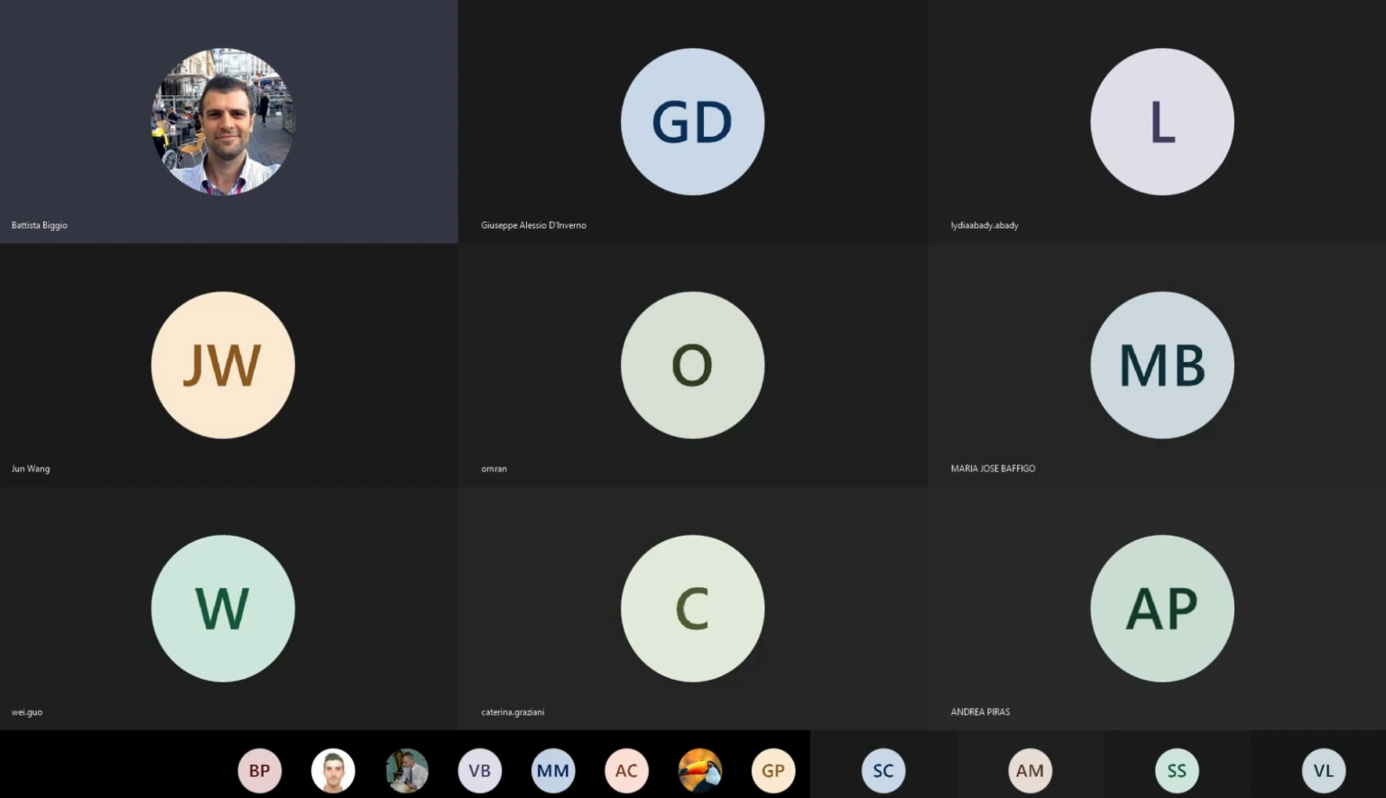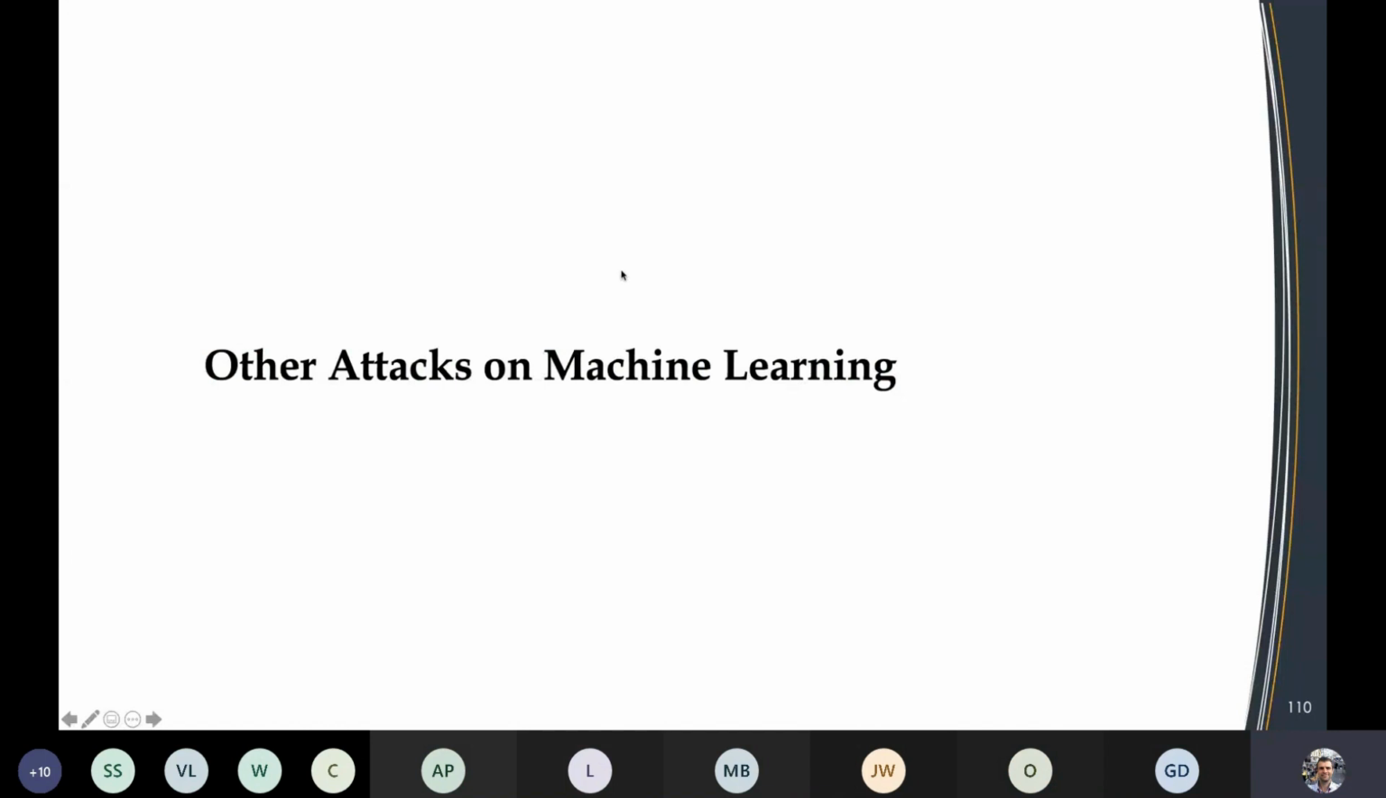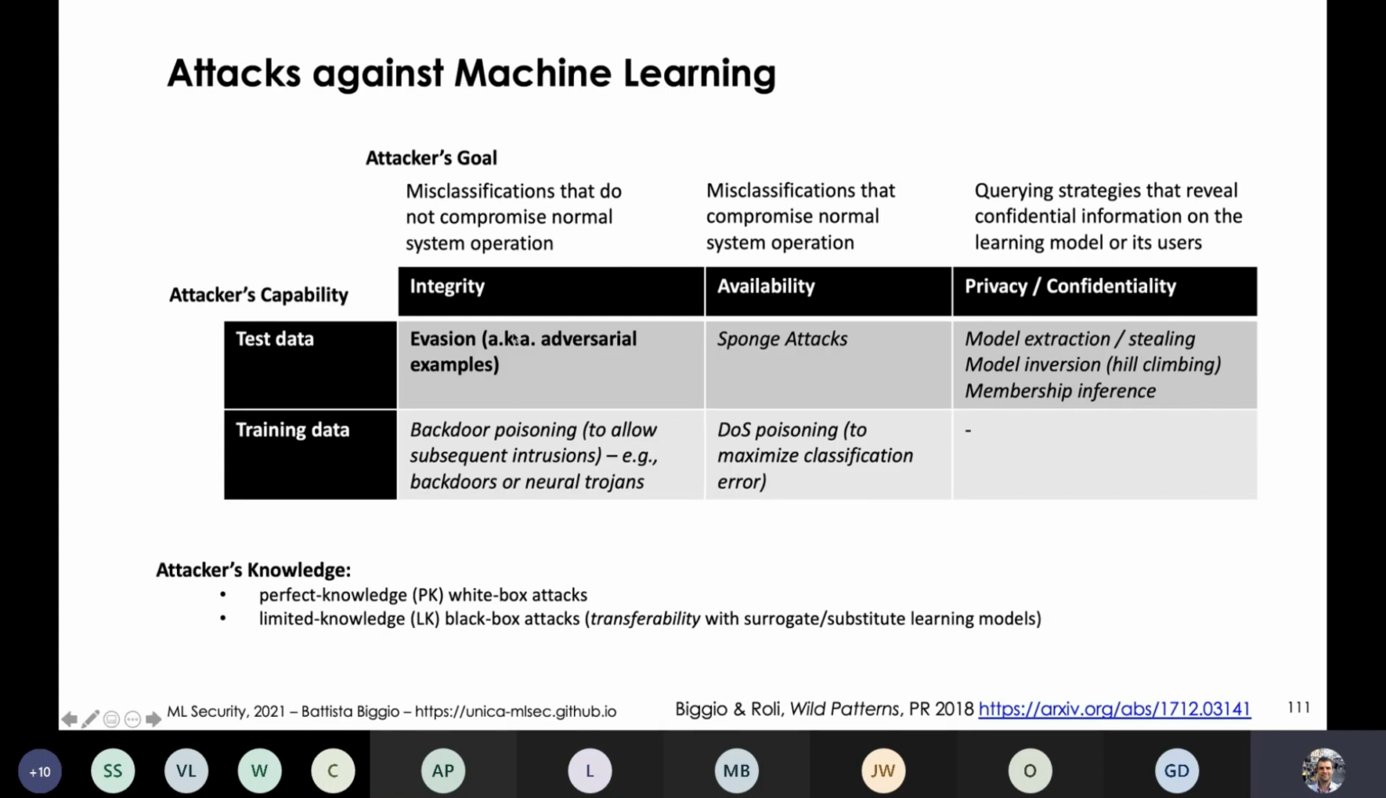Okay, so welcome back to the machine learning security course. I think I can again share the presentations. So far we have mostly done examples of what are called evasion attacks. In the categorization that we discussed before, these attacks are those that you see in the top left corner of this table, which are essentially adversarial examples.